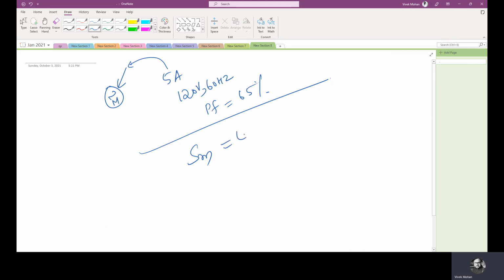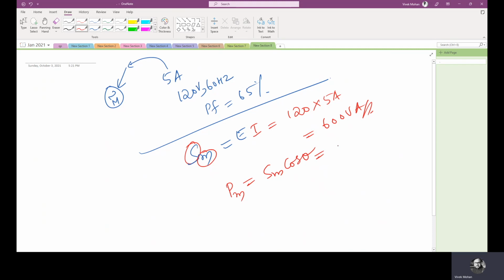SM equals the apparent power drawn by the motor. E into I, which is equal to 120 volts, the source, into 5 amps, the current drawn by the motor, which is equal to 600 volt-amps. Now, to find the active power absorbed by the motor, PM equals SM into cos theta, which is 600 into 0.65. 65% is the power factor, 0.65, which is equal to 390 watts.